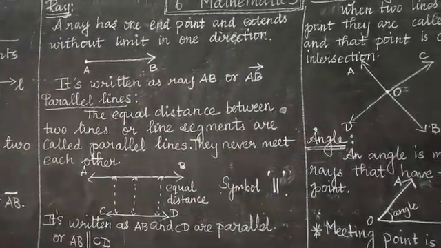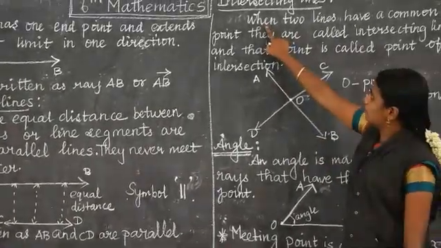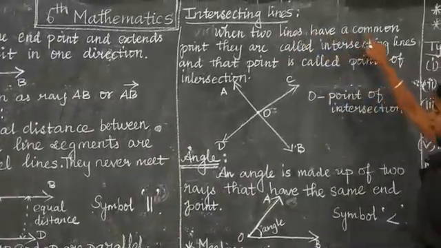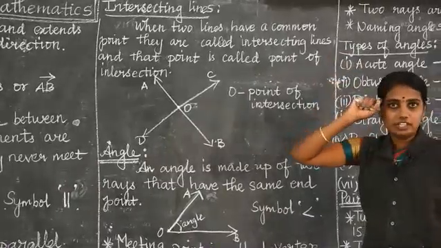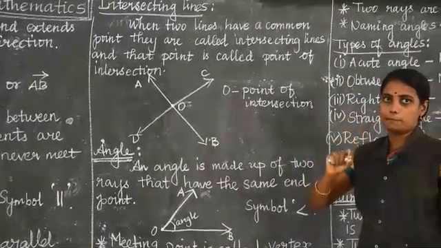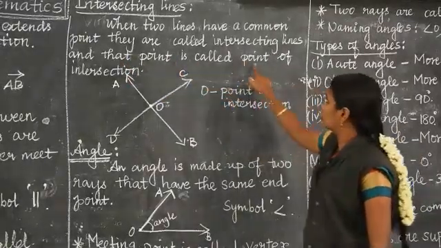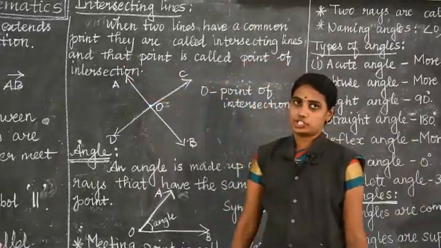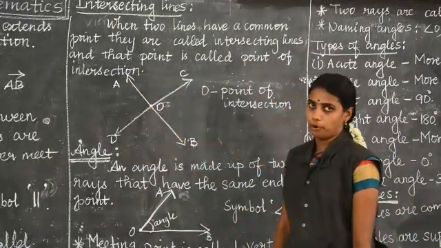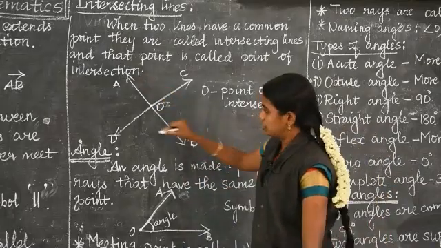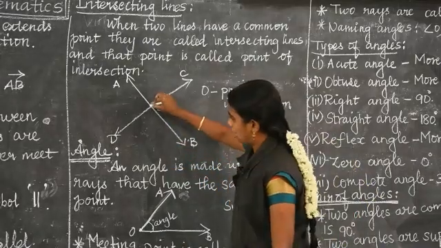What is intersecting? It means cutting the line. So listen, when two lines have a common point, they are called intersecting lines. And that point is called the point of intersection. For example, here the two lines meet at one point. Yes or no? The two lines cut at one place. That place we will mark as a point.